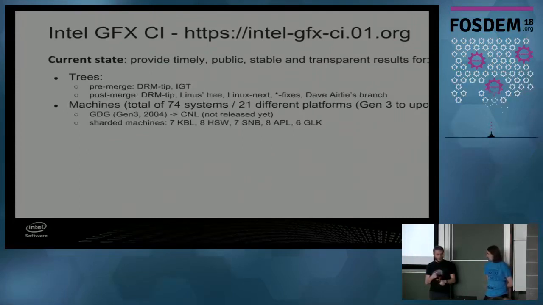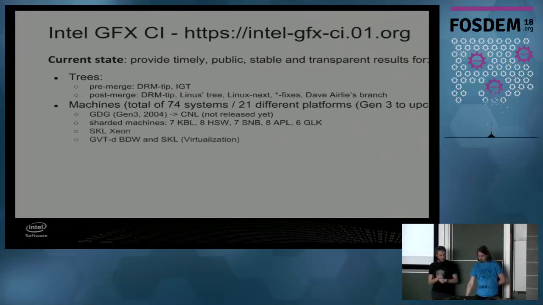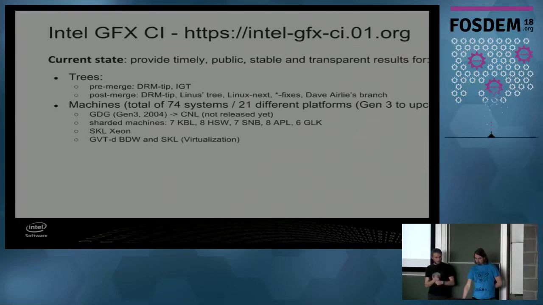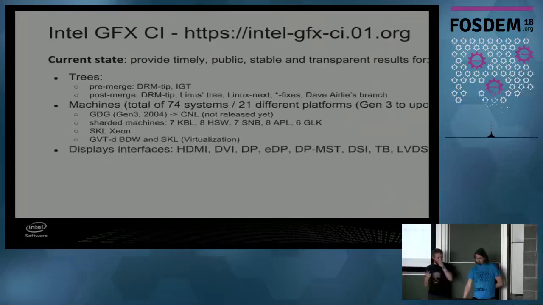We have Haswells, Kaby Lakes, Sandy Bridges, Apollo Lakes, and Gemini Lake. So it's a smaller pool of machines, but those are pretty current, and those results are pretty important because we test the whole suite on them. Those are the machines from the past 5 years. We also have Xeon machines, the scale ones. We have GVT-d, Broadwell, and Skylake for virtualization testing.